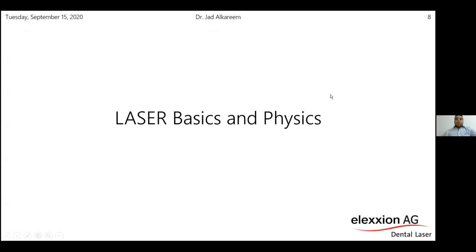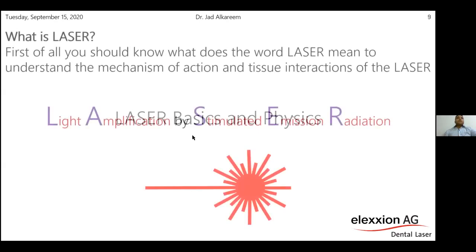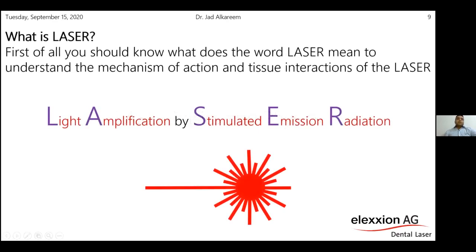As we mentioned, today will be a short introduction to dental laser. We will go through the most important points in laser, how to do the applications, laser safety, and also let you know how we are going to do the certified courses in the future. Right now I will start with the first slide, the laser physics.